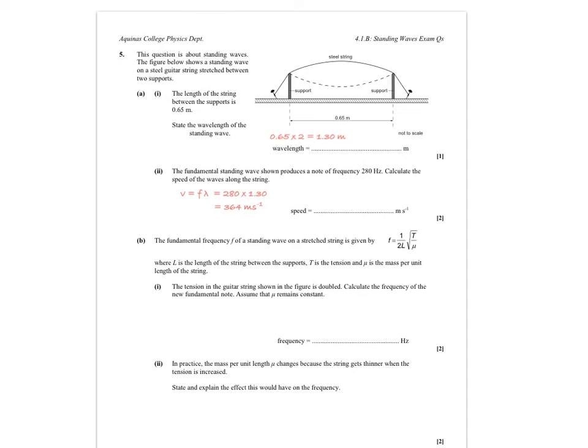We're told the tension in the guitar string shown in the figure is doubled. We need to calculate the frequency of the new note. We can assume that everything else remains constant. So, question is, what happens to the frequency if this value T is doubled?